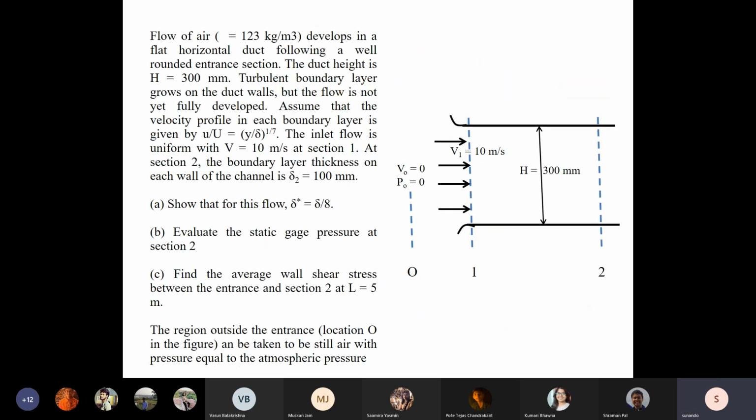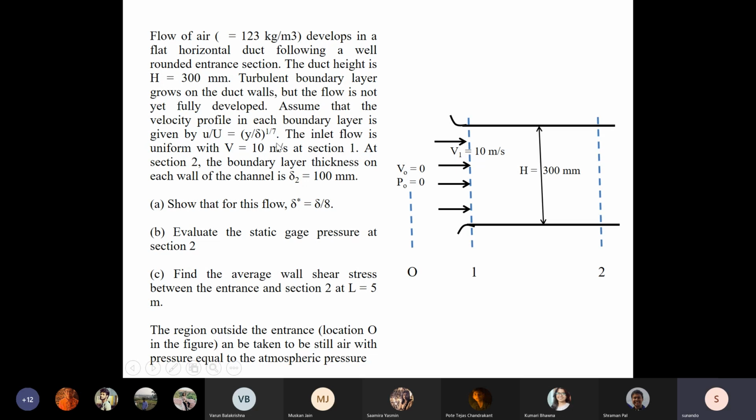Okay. This problem is where we have a flow of air, once again in a horizontal duct. We have a well-rounded entrance region, the duct height is provided, and it has been mentioned, probably to answer your query, that a turbulent boundary layer grows on the duct walls. So in order to do away with any such confusion, it mentions that it's turbulent from the beginning. But the flow is not yet fully developed. So the boundary layer is still growing when I reach station 2.